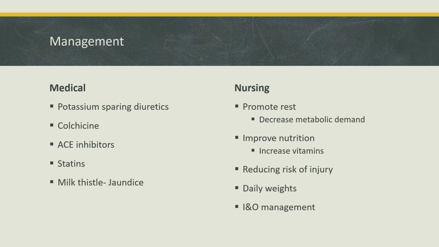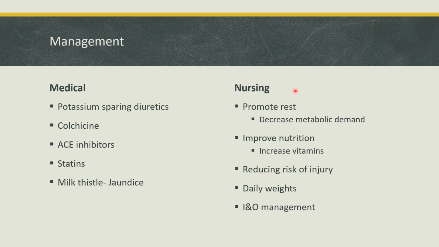Management of cirrhosis, so we're going to want to be doing potassium sparing diuretics. Colchicine can actually help just reduce inflammation. They'll be on ACE inhibitors to prevent that portal hypertension. They're going to be on statins, so our liver doesn't have to work as hard in breaking down fats and proteins. Milk thistle you can give for jaundice. It's just like an over-the-counter little supplemental herbal thing.